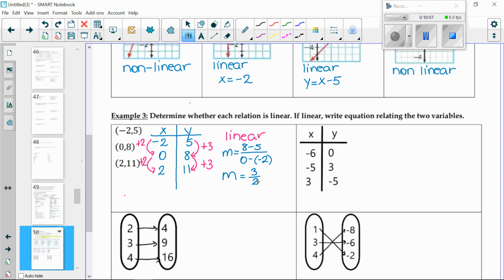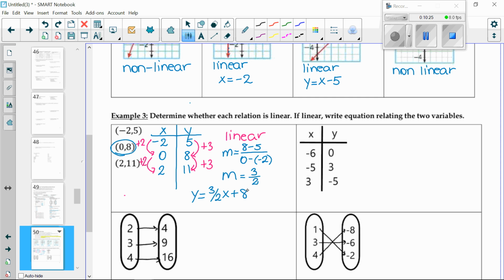Now it gives us our y-intercept. Our y-intercept is always where x is equal to 0. So that's my y-intercept. So my equation is going to be y equals 3 over 2 x plus 8.